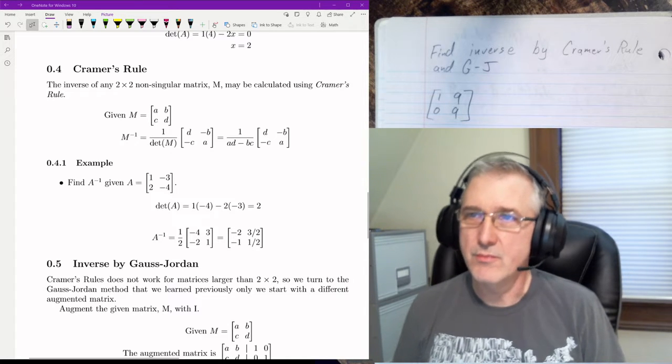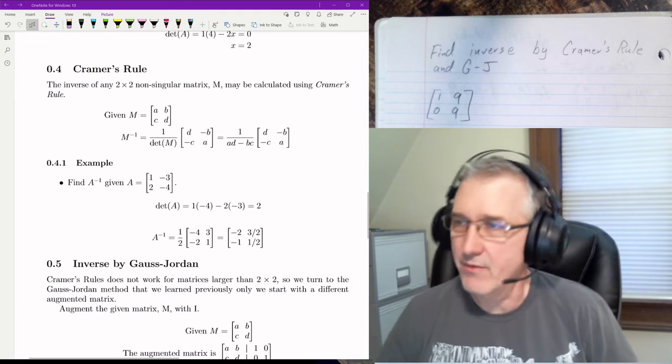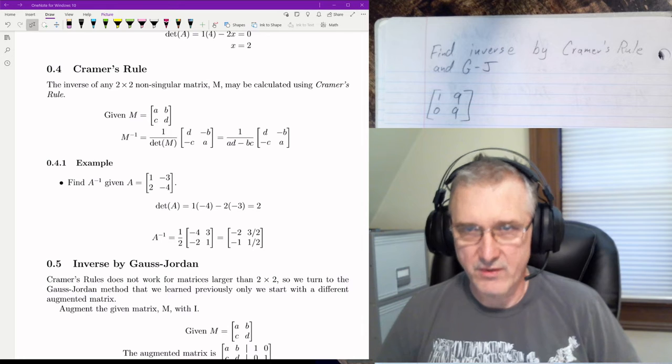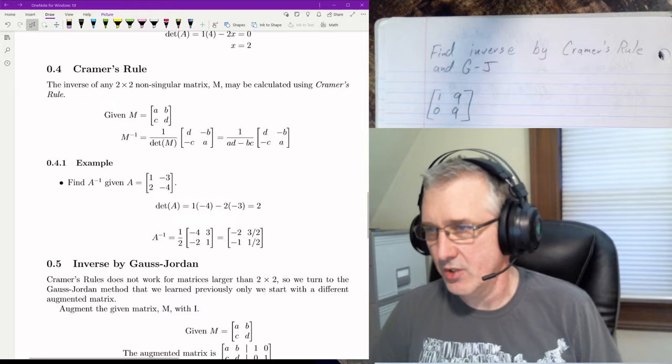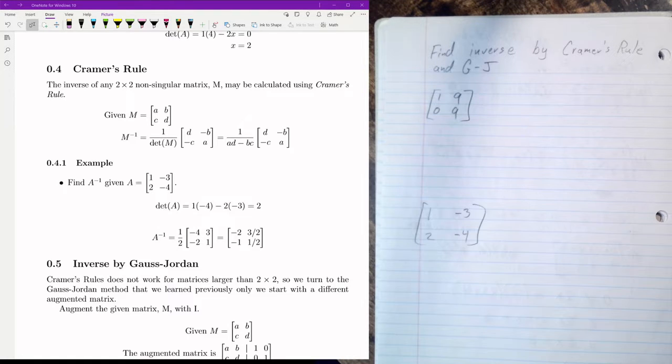So let's do that. We just got done talking about how to find a determinant. Well, knowing how to find a determinant, we are able to use that information to find the inverse of a matrix using Cramer's rule. So given a matrix M, the inverse is equal to 1 divided by the determinant of M times this matrix.